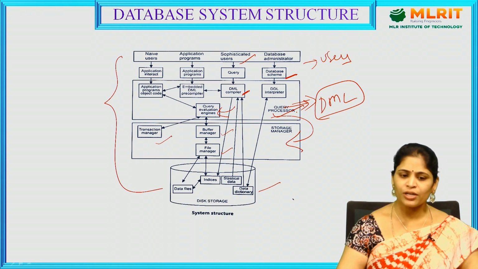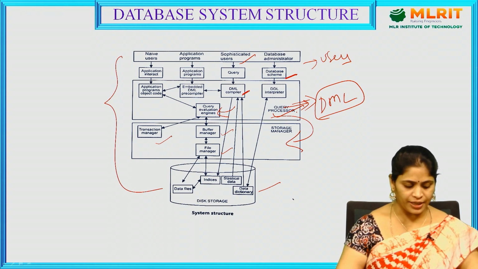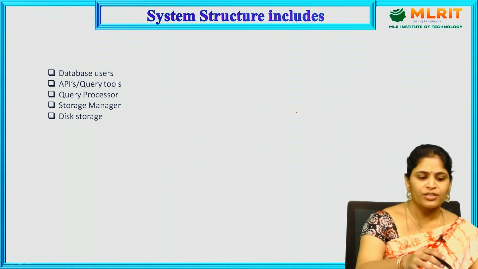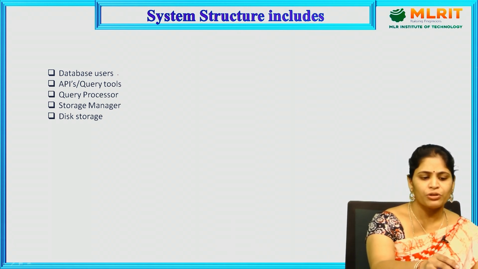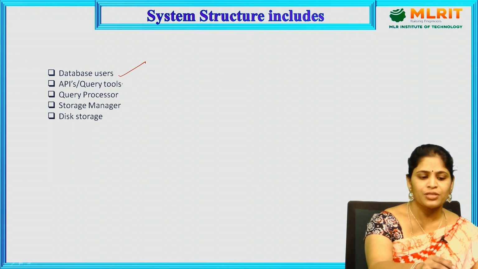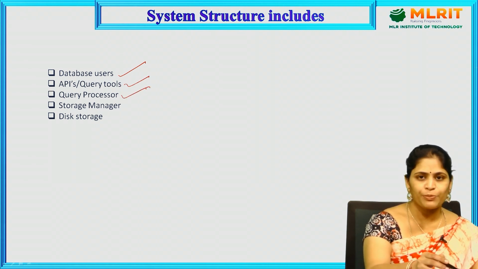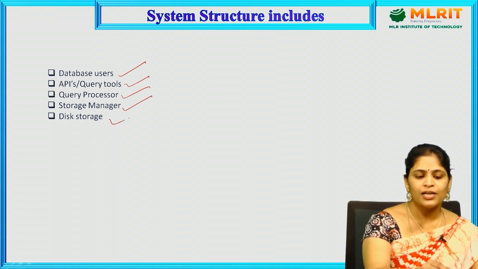So this is the system structure in detail. Now let us discuss this structure and the components involved in it. As I have already told you, the first level is database users, the second level is APIs or query tools, the third level is the query processor, the fourth level is the storage manager, and the fifth level is disk storage.